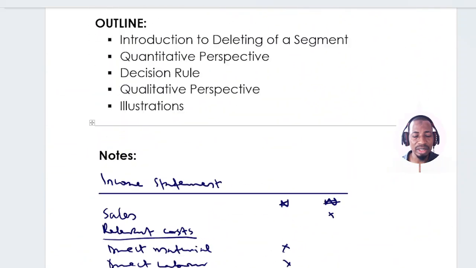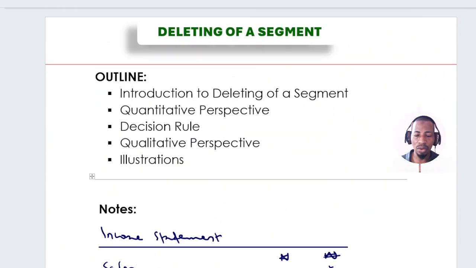So what are the qualitative factors to be considered? What are the qualitative factors to be considered as far as deleting of a segment is concerned? Number one qualitative factor is the impact of the closure decision on the company's turnover, vis-a-vis if the affected segment is jointly demanded with the company's other products.